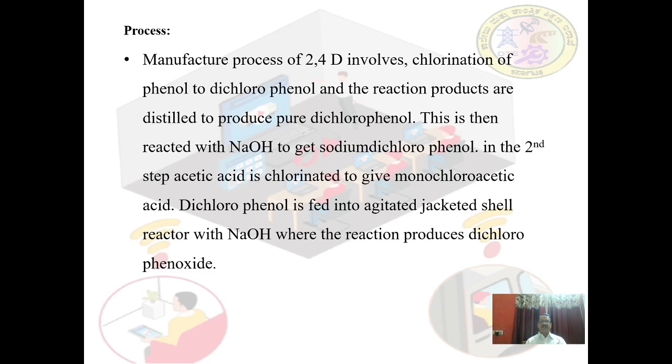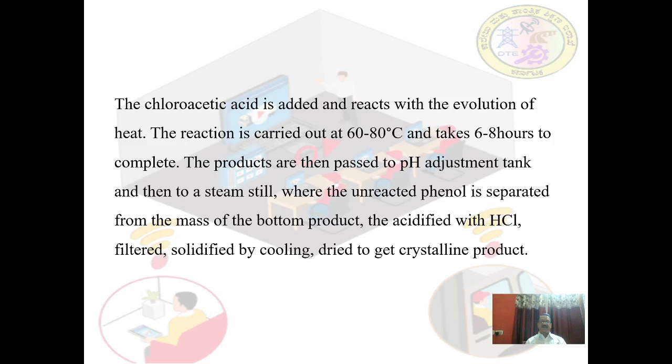In the second step, acetic acid is chlorinated to give monochloroacetic acid. Dichlorophenol is fed into an agitated jacketed shell reactor with sodium hydroxide, where the reaction produces dichlorophenoxide. The chloroacetic acid is added and reacts with the evolution of heat.